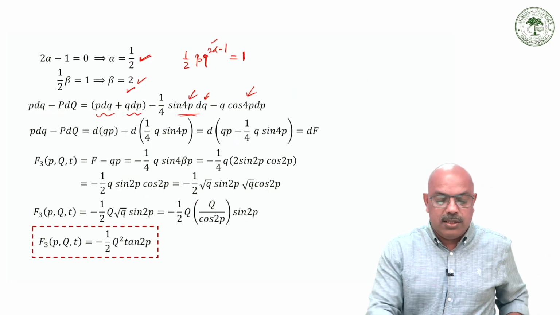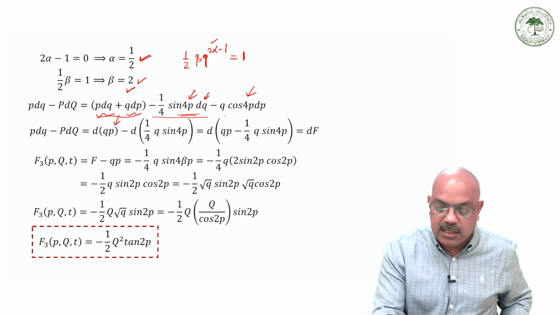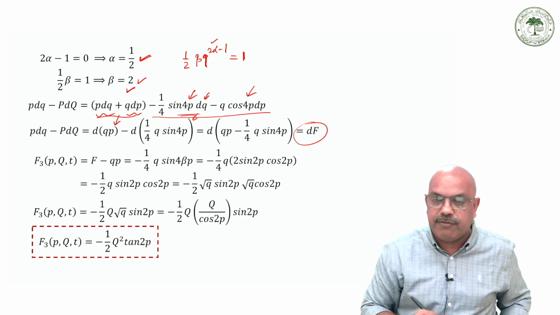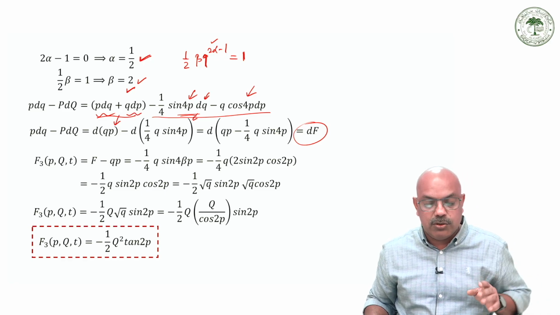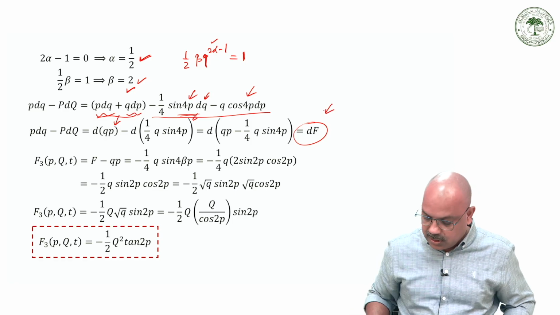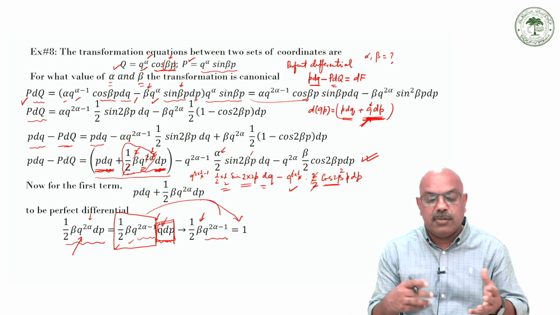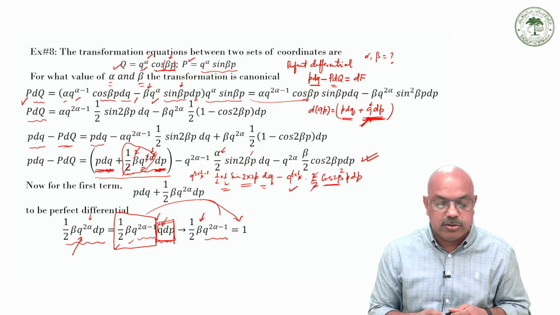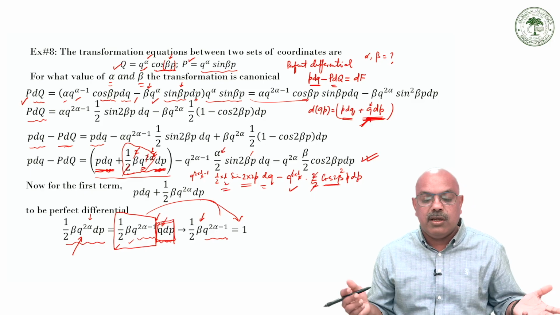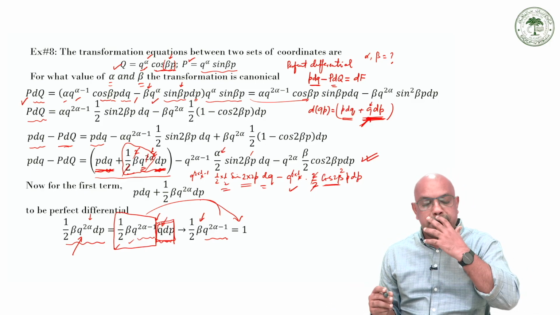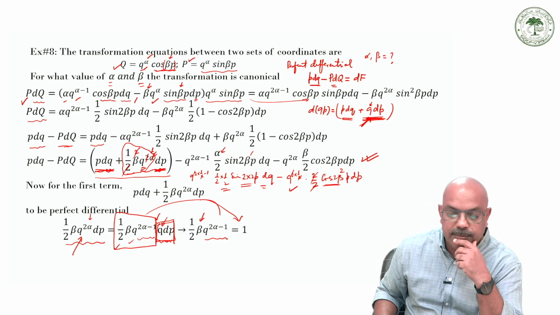Okay, now this is my perfect differential, and this is again my perfect differential, so thus this becomes a perfect differential. So for alpha equal to half and beta equal to 2, I'm going to have the perfect differential. Okay, and then you can find the generating function. This sort of expression or problem can also be used where you're considering that the transformation is canonical, and you have to find out the constants for which values the transformation is going to be canonical.